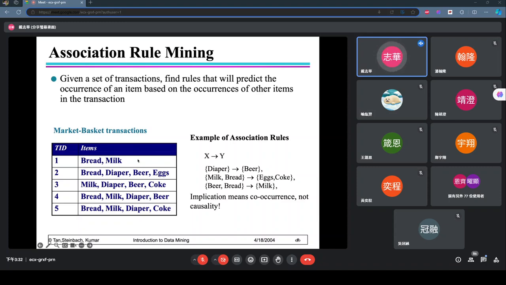Okay, then let's go back to the example. From this data set, what we observed is that the purchase of diaper implies the purchase of beer. You may ask, does it make sense? Then let's see where the diaper happened. In the 2, here, 3. See, diaper, diaper, diaper, diaper. And when diaper happens, beer happens, beer happens, beer happens.